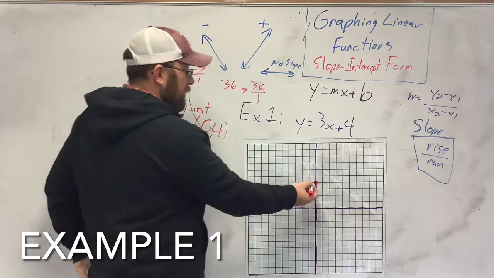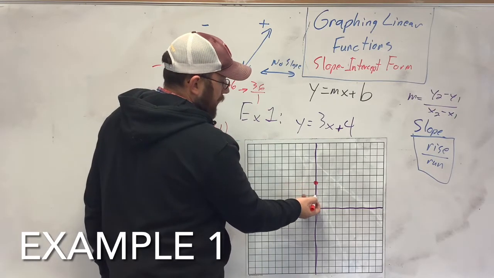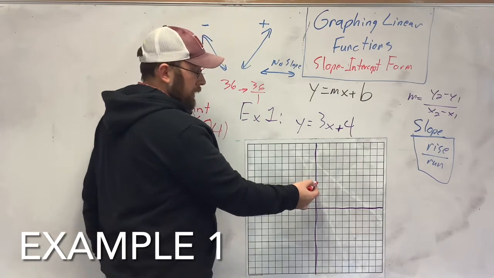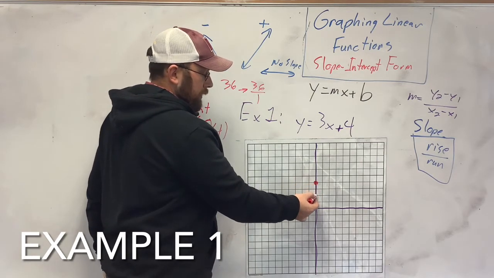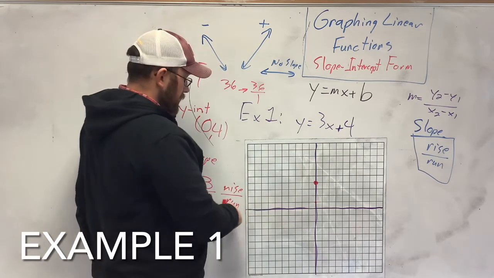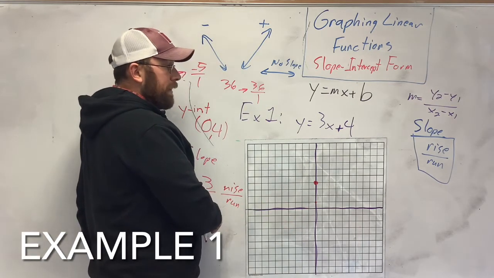It doesn't matter which way I rise. I can go down 3. I'll even go both ways for you with the slope. So I'm going to go down 3. 1, 2, 3. All right, I rose down 3. Now I'm going to run. I have to run over 1.